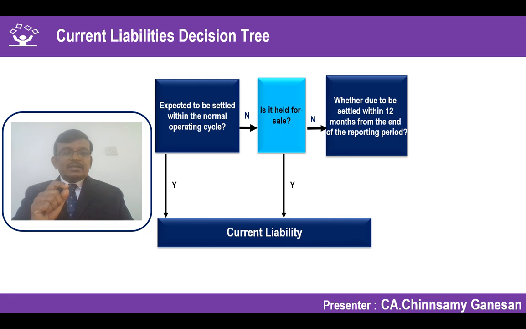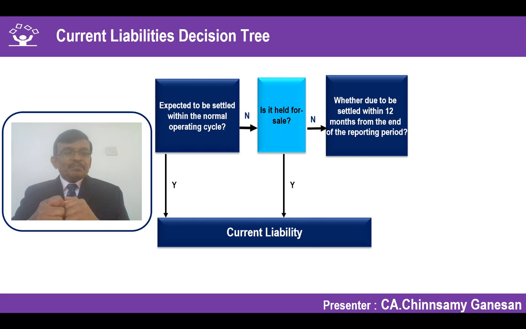Now, let's stop for a moment. There we had whether expected to be realized. Here I am using the words due to be settled. There is a difference between these two, which you keep at the back of your mind. I will explain it a little later. The other point to consider is whether it is due to be settled within 12 months from the end of the reporting period. There is a possibility that a portion of a non-current liability can be due to be settled within the next 12 months, and accordingly it should be shown under current liability.